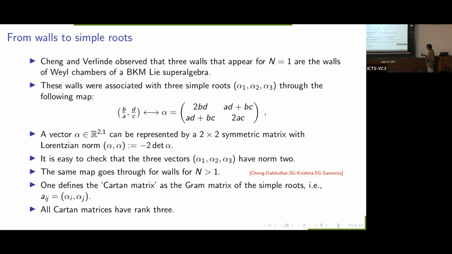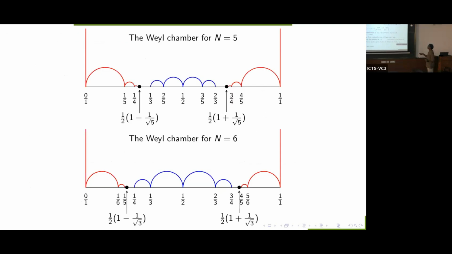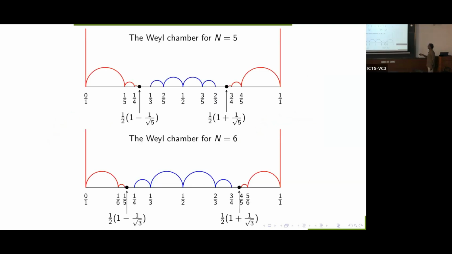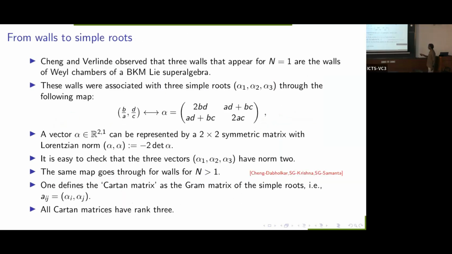I labeled them, but I didn't discuss it. So let me just show you somewhere. So alpha 1 and alpha 2 are common to all of them. Alpha 3 will change. So it's like the one going from 0 by 1 to 1 by n. Okay, alpha 3, for instance. Similarly, you will have alpha naught, which goes the other way. And there are many, many more roots, but we'll just focus on 2 or 3 of them.